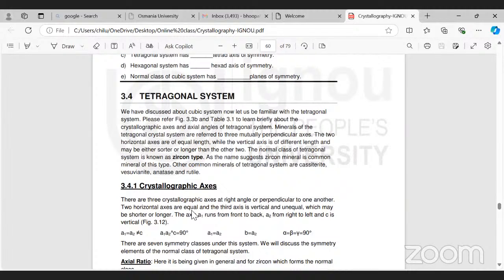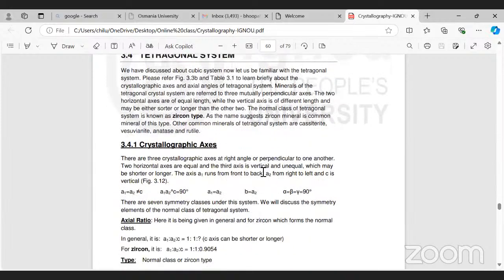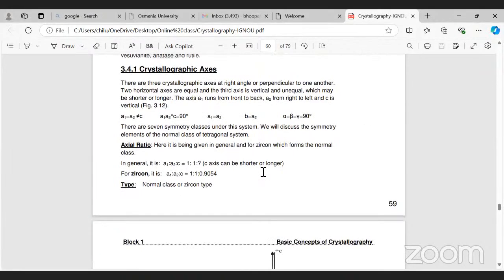In a tetragonal system, you see here the crystallographic axes. There are three crystallographic axes, which we can see are at right angles, perpendicular to each other. Two horizontal axes are equal, but the third one is not equal. It is vertical and it has a different length compared with the two.